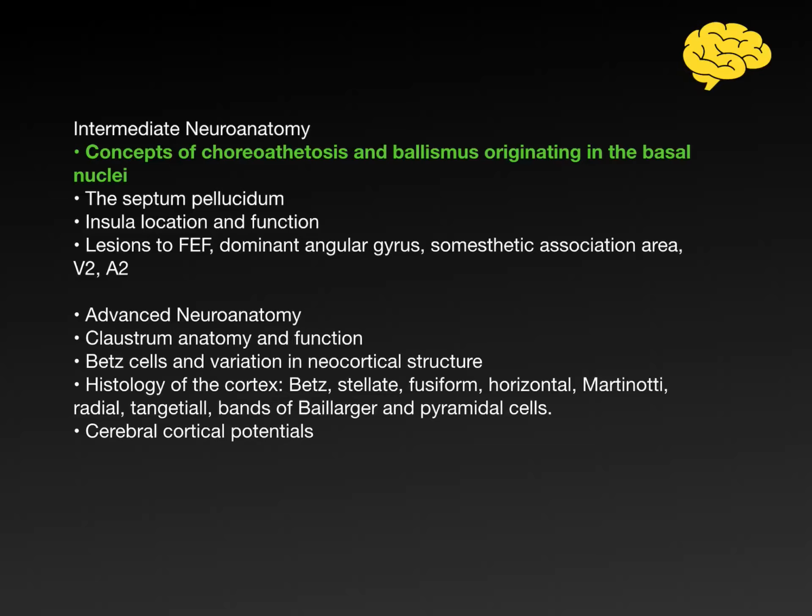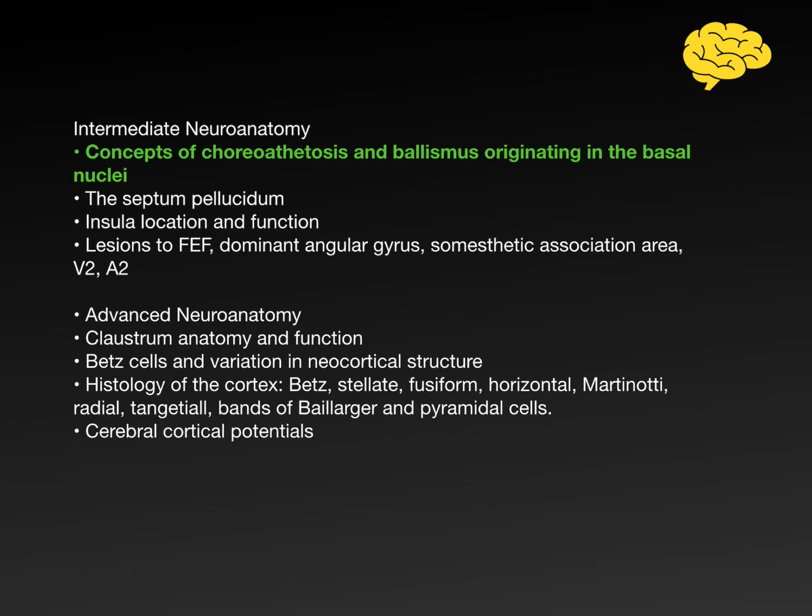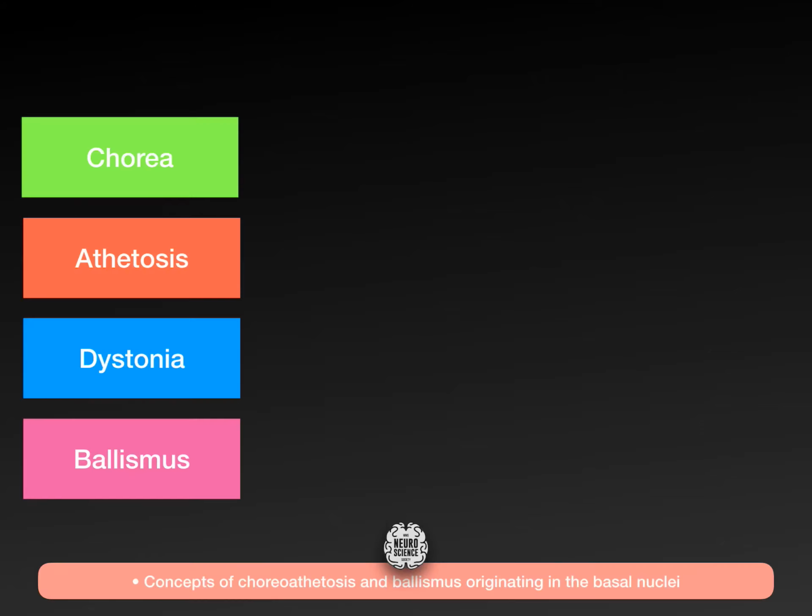We have moved the brain to the yellow one, so that makes you know that things are getting a little bit more complicated. So, concepts of choreoathetosis and ballismus originating in the basal nuclei. Before we go into the neuroanatomy of why it happens, let's quickly define these four terms.